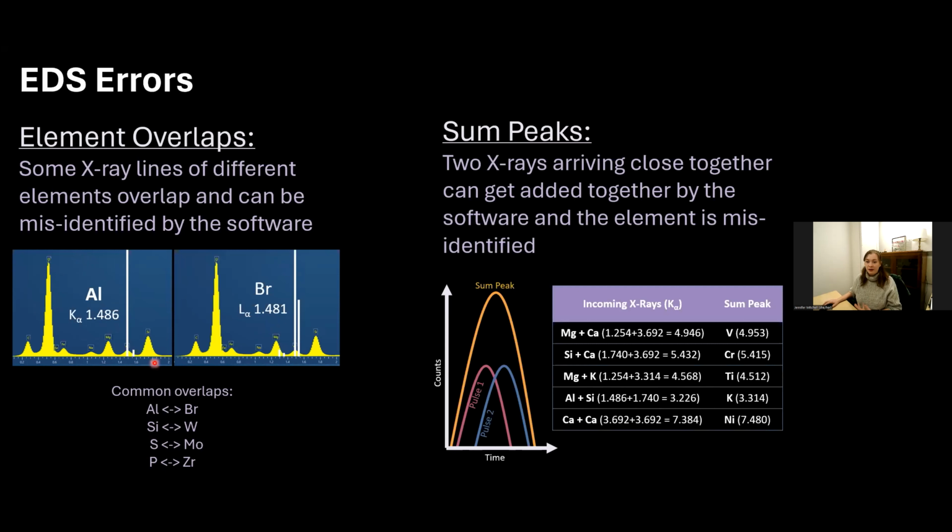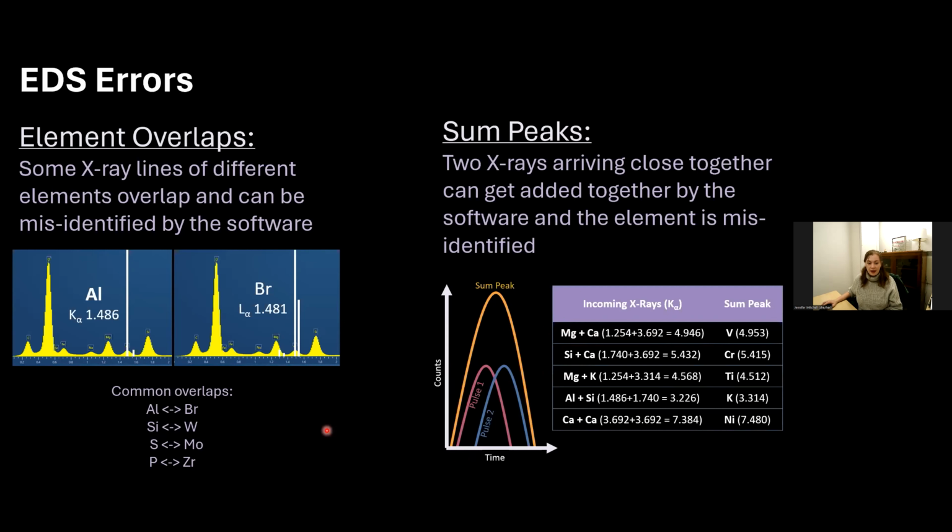Another one that's really common in EDS are sum peaks. This is where you get two X-rays arriving really close together, and the software just adds them up into one big peak. Some common ones that you might come across in earth sciences are magnesium and calcium ending up with a little vanadium peak. That's one that happens a lot in my research. And again, if you know your samples, you can unscramble this yourself. The software does a really excellent job of sorting out most of it, but doesn't always get it right.